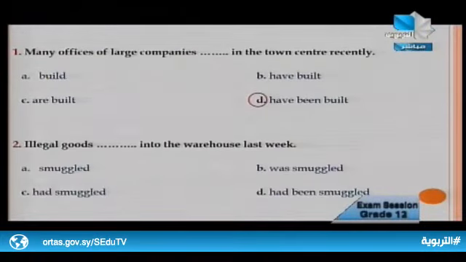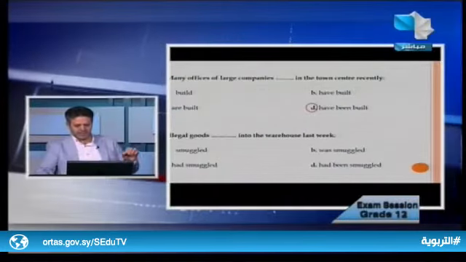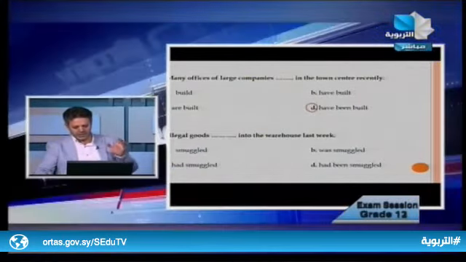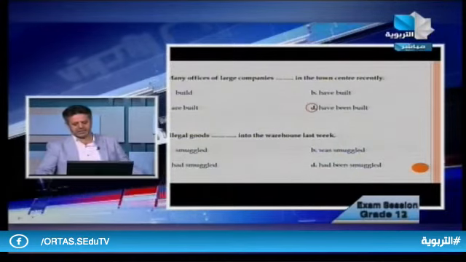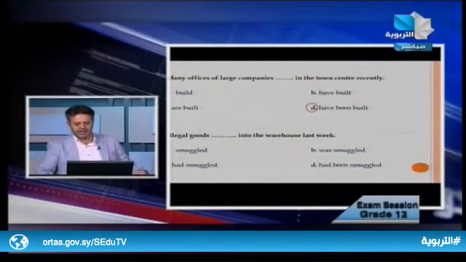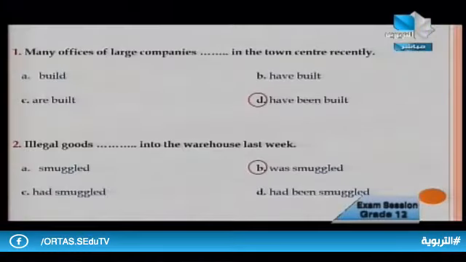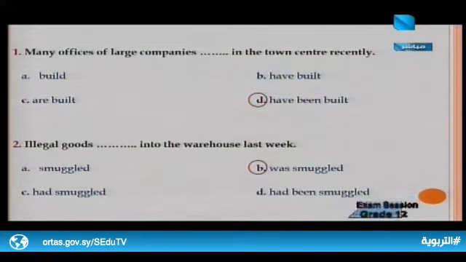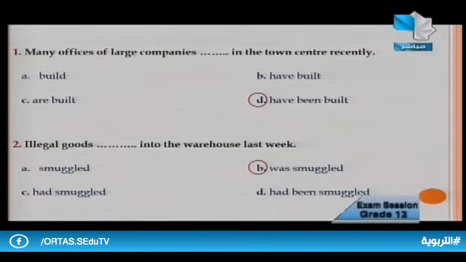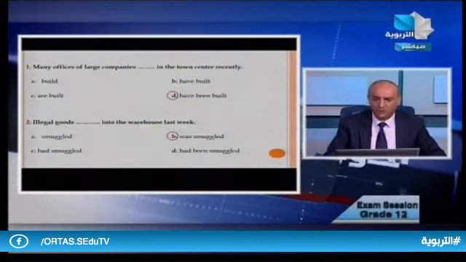Number 2, illegal goods into the warehouse last week. So here we have last week, which indicates the past, and the student should know that this sentence is passive because the object received the action. So illegal goods were smuggled. We have to change was into were, because illegal goods is plural. Okay, were smuggled into the warehouse last week.